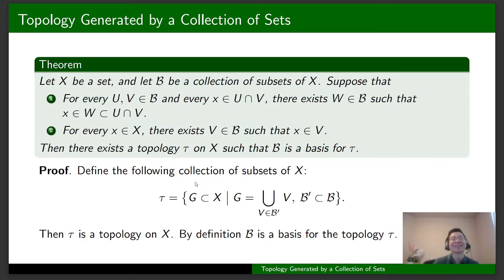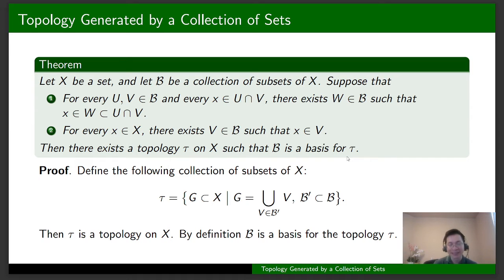Okay, so let's talk about this important theorem. Let X be a set and let B be a collection of subsets of X. Suppose that for every U and V in B and every x in the intersection of U and V, there is W in B such that x belongs to W and W is a subset of the intersection of U and V, and also for every x in X, there is some V in this collection B such that x belongs to V. Then there is a topology tau on X such that B is a basis for the topology tau.